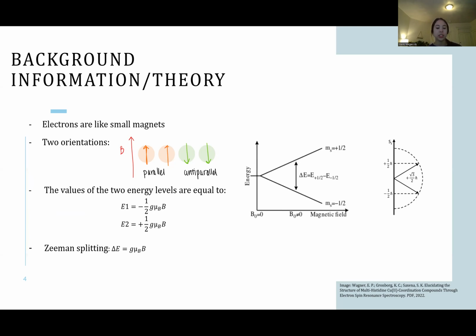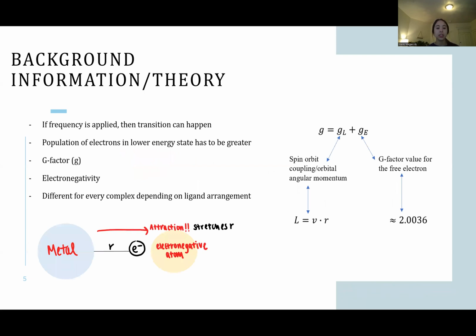So the values of the two energy levels are equal to these two equations that I have displayed here, where mu sub B is the Bohr magneton, g is the g factor, and B is the magnetic field. Now, the separation between these two energies is called the Zeeman splitting. So we can use this equation that I have below to obtain the difference in energies. Next, if radiation of a specific frequency is applied in the presence of a magnetic field, then a transition from the parallel to anti-parallel state can occur. And this transition happens if the population of electrons in the lower energy state is greater than that of the higher energy state.